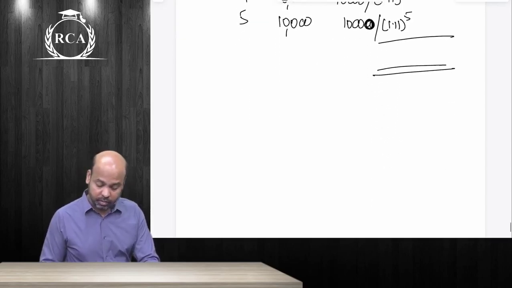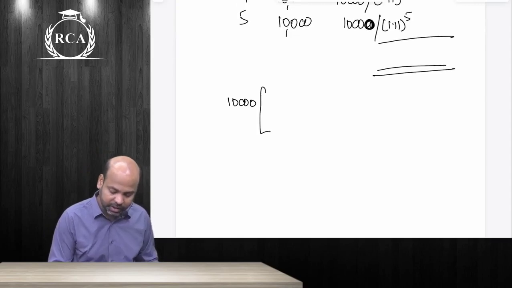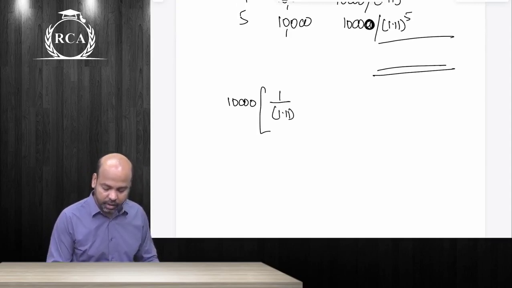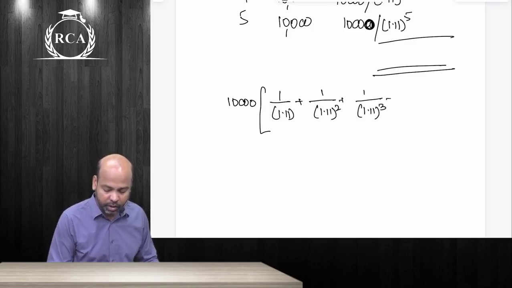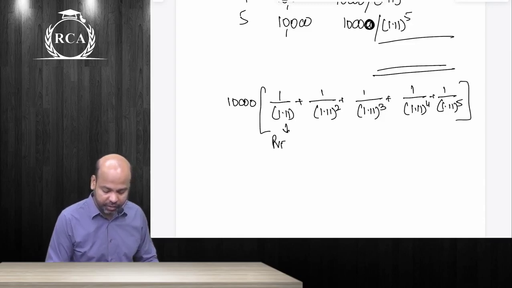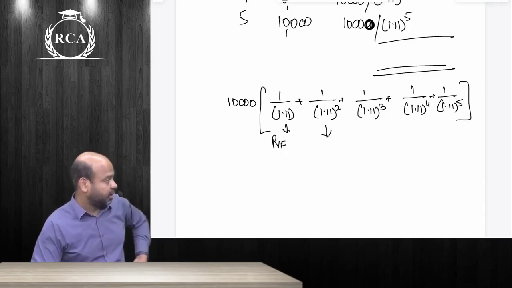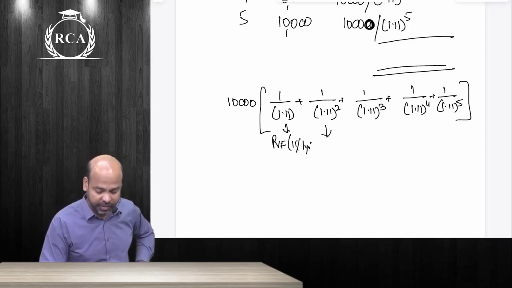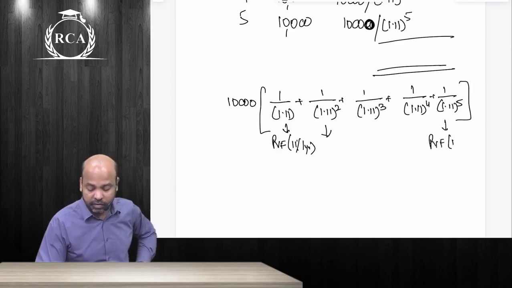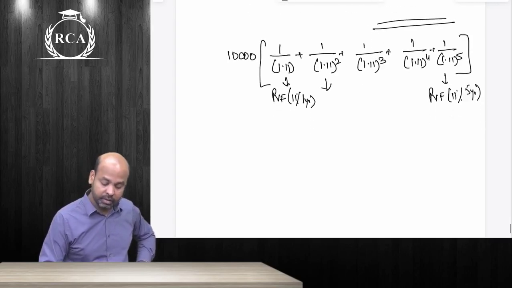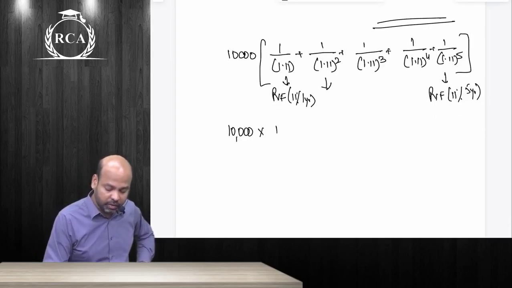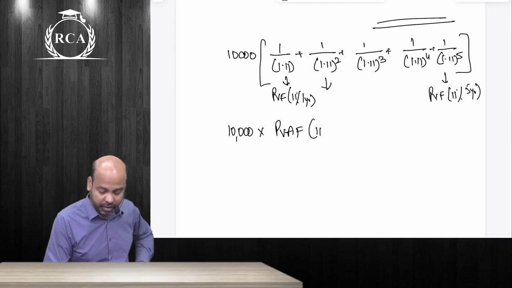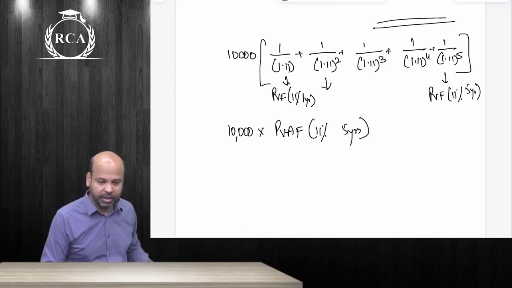Correct? Now, if I take that 10,000 common, what was the first one? 1 divided by 1.11. The second, 1 divided by 1.11 whole square, then whole cube, whole power 4 and whole power 5. Isn't this the present value factor for the first year? This is the present value factor for the second year. Likewise, we have present value factors till the 5th year. What is the sum total of all present value factors called? You will directly write 10,000 multiplied by the present value annuity factor, interest rate 11%, total time period 5 years.